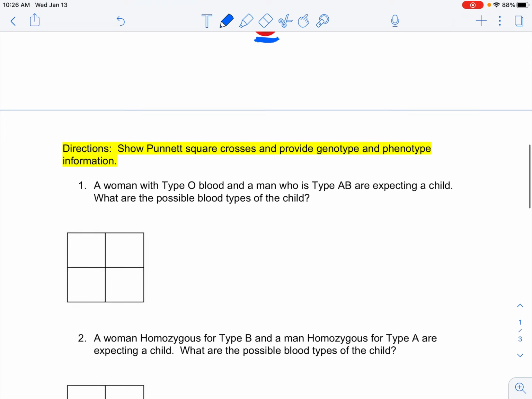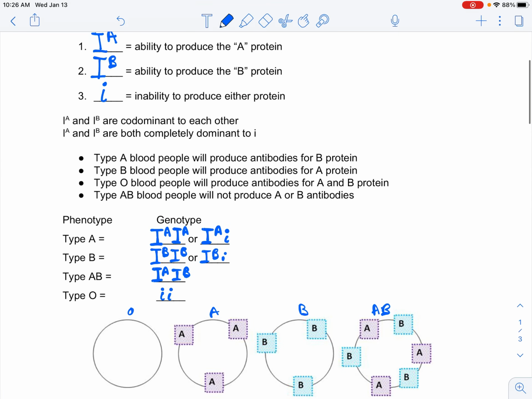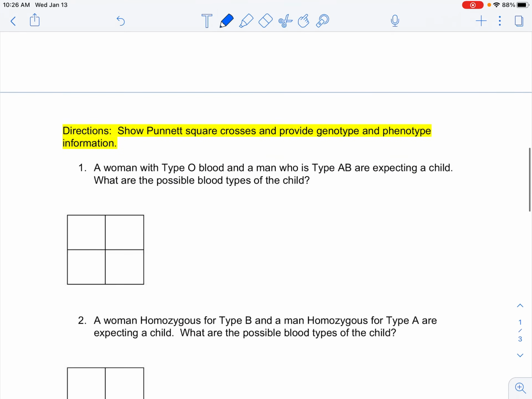So let's work out some problems, knowing that you're going to reference these genotypes as you're doing this. So number one, a woman with type O blood, so she would be little i, and a man who's type AB are expecting a child. What are the possible blood types of the child? So go ahead and, just like before, we're going to work out a Punnett square. Doesn't matter which side you put these, but let's go ahead and do it this way.